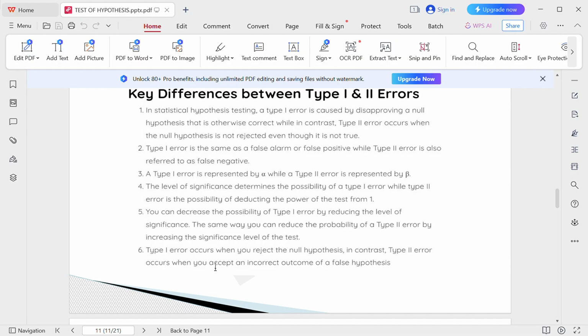Type 1 error occurs when you reject null hypothesis. In contrast, type 2 error occurs when you accept the incorrect outcome of a false hypothesis.